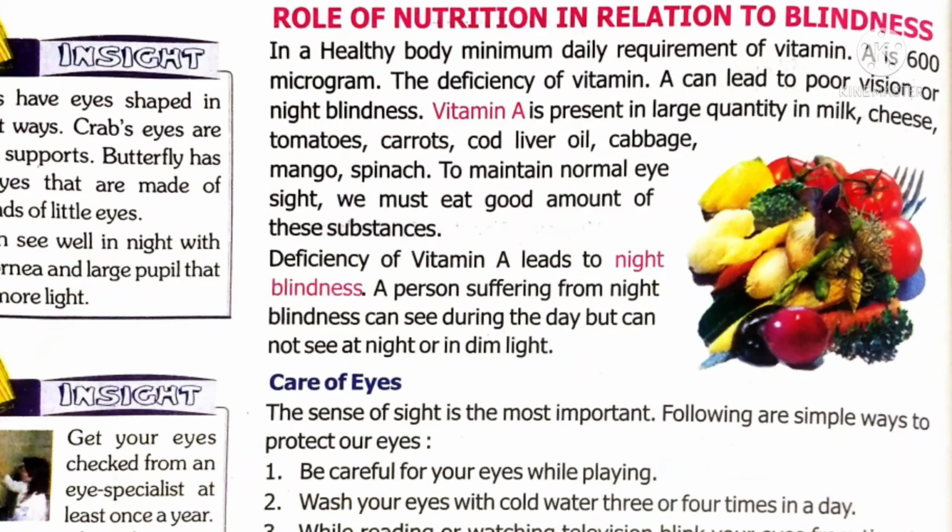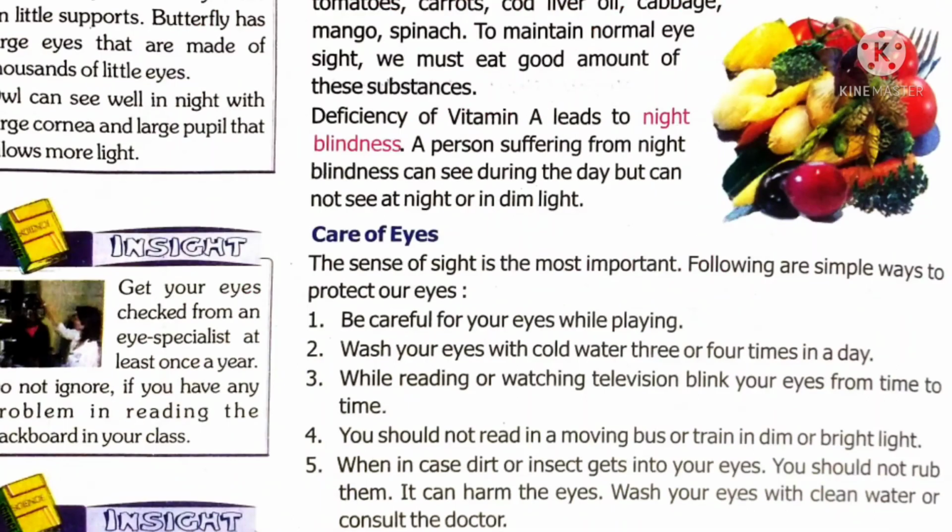Children, we have to protect our eyes. In order to protect our eyes, we have to take proper steps and care. Wash your eyes with cold water 3-4 times a day. While reading or watching television, close and open your eyes, that is, blink your eyes now and then. Don't read in a moving bus or train, and don't read in dim or too bright light. In case any dirt or insect gets into your eyes, don't rub your eyes, which may harm them. Wash your eyes with clean water and consult a doctor immediately.